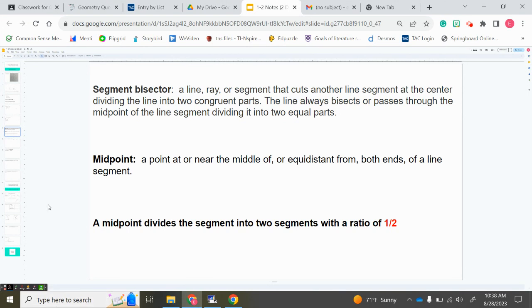All right, the next definition we have is midpoint, a point at or near the middle of or equidistant from both ends of a line segment. A segment bisector and a midpoint, you cannot have them on a line. Lines go on till infinity, so we can't have a midpoint of a line. There's technically no middle because it keeps going. You can have a line bisect a segment, but you can't have a line actually be segmented.